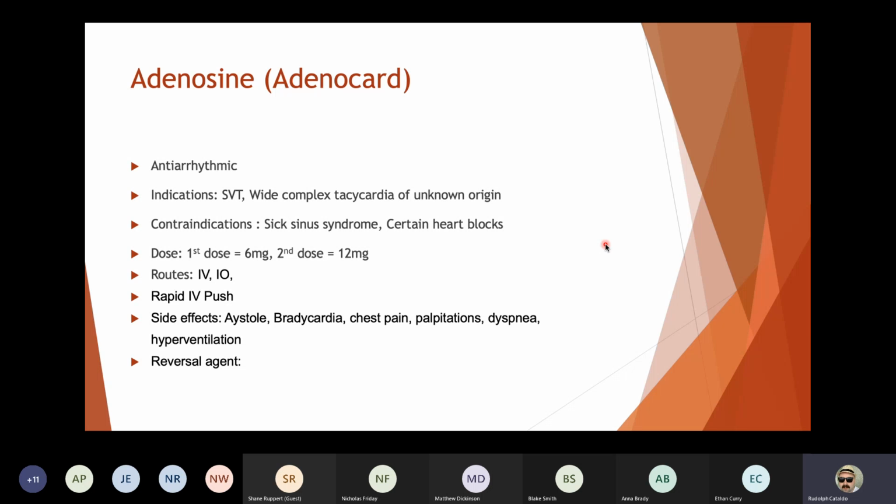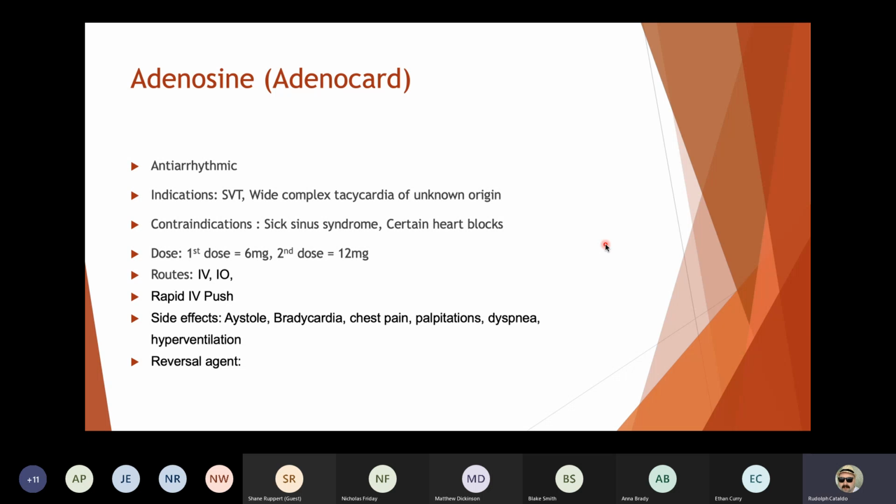Side effects, you will see a period of asystole. Once you slam this medication, the patient will flatline for about 3 to 5 seconds. That is normal before they pick back up, hopefully into a sinus rhythm and are no longer in a very fast rhythm. Again, this is used to treat a rhythm that is super fast. So I'm talking 150, 180 beats per minute, and it essentially chemically stops their heart in hopes that their heart restarts itself on its own.